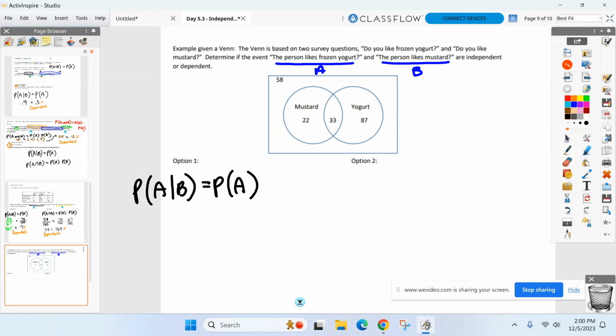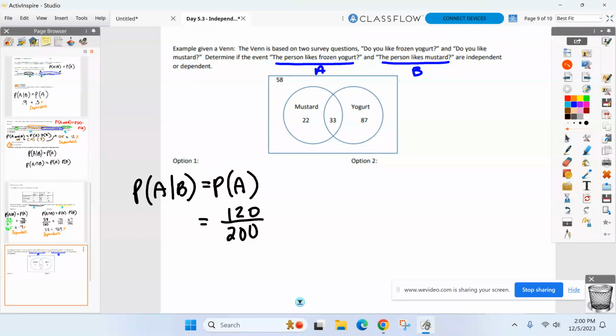All right. So let's see here. Let's do the right side first. So given the Venn diagram, what is the probability that the person likes frozen yogurt? Well, 87 of them only like frozen yogurt. 33 of them like both. So we do have to count those in there. So it looks like we have 120 of them out of, I think it's 200, right? So we got 87 and 33. Let's just add those up real quick. 58 plus 22 plus 33 plus 87. Added 200. Yep, that's what I thought.